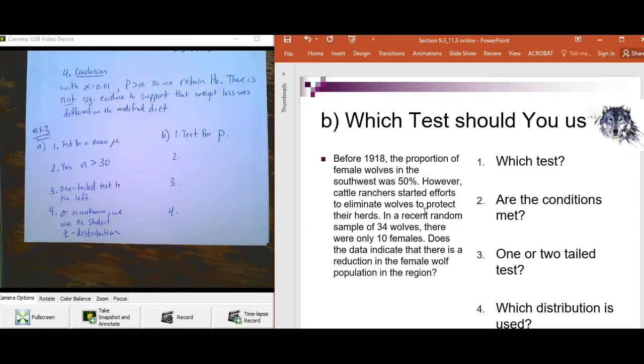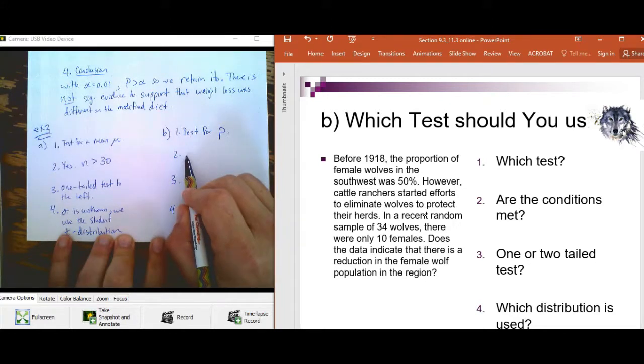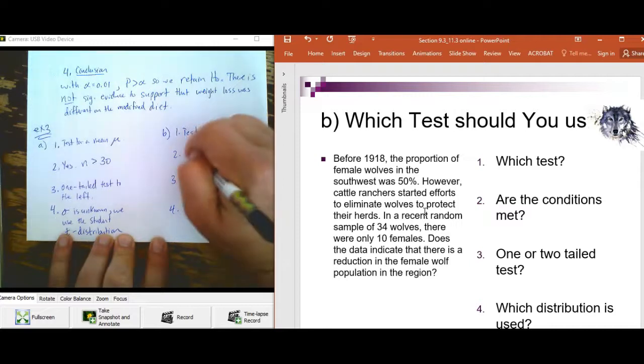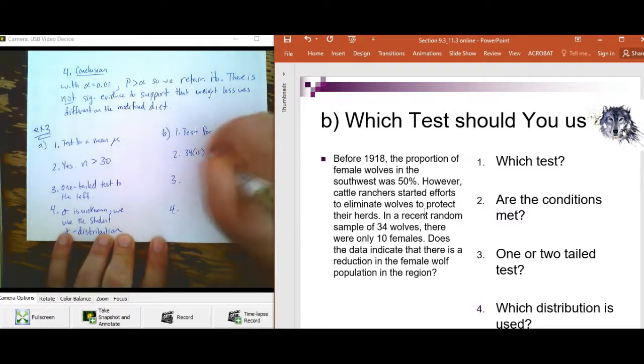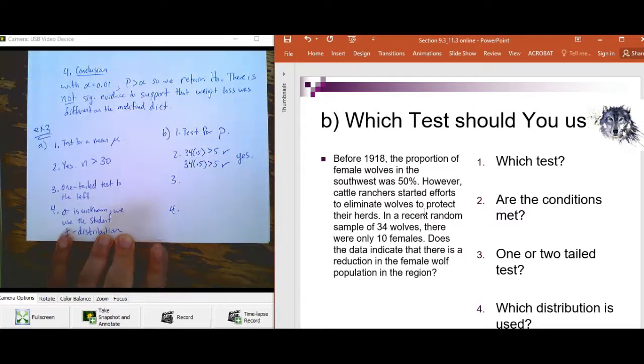Are the conditions met for the normal conditions? Remember that we need n times p to be greater than 5 and n times q to be greater than 5. So what is n times p? Well, p here is 50%, n is 34. What is 34 times 0.5? Is that greater than 5? Yes. What about n times q? Well, what's q? 0.5 also. Is that greater than 5? Yes. The conditions are met.